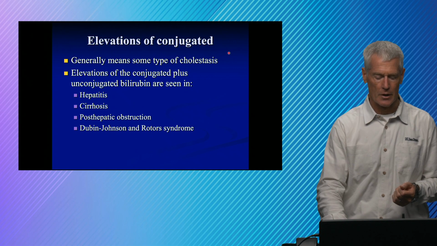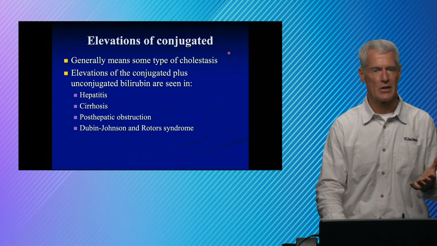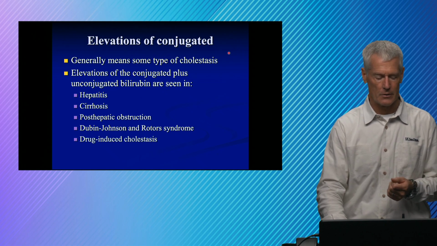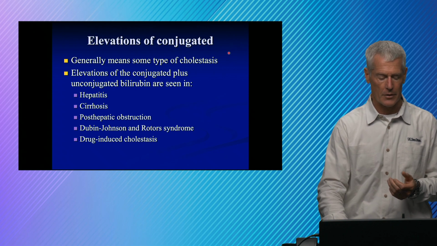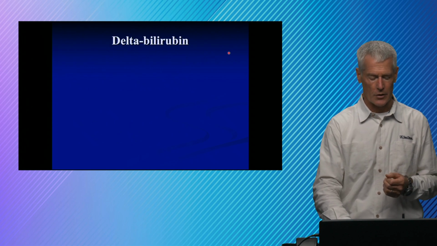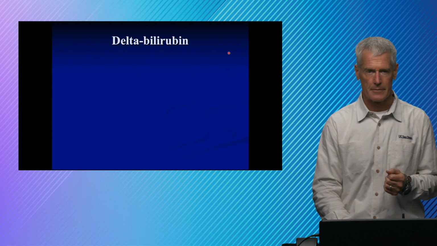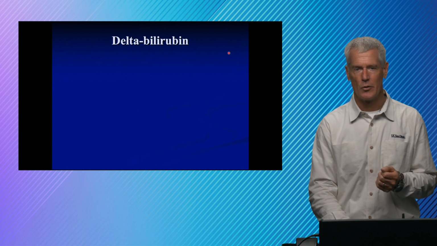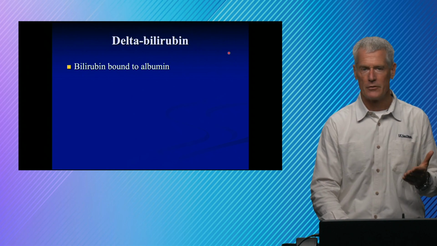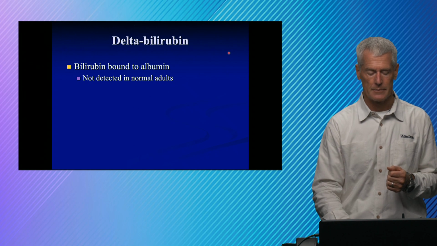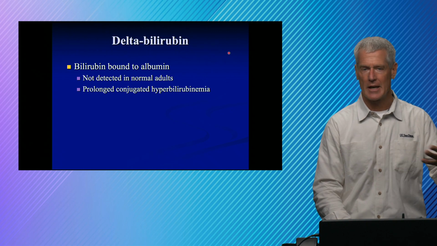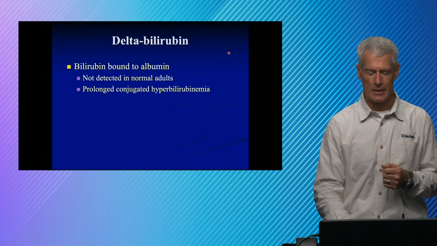Dubin-Johnson and Rotor are deficiencies in the ability to excrete conjugated bilirubin, and so that would make sense that you would get both of those. Drug-induced cholestasis. So pretty much all of those are talking about a cholestatic mechanism. When I think about an elevation of conjugated bilirubin, I'm thinking some component of cholestasis. Delta-bilirubin is the conjugated bilirubin stuck to albumin, and it's not normally present, but it can cause a prolonged hyperbilirubinemia.